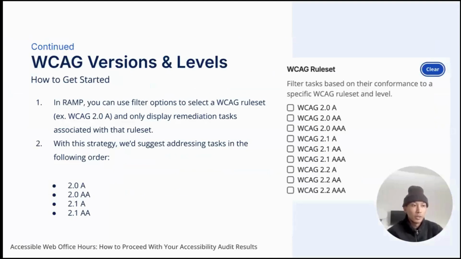In RAMP, you can filter options to select a WCAG rule set. For example, here you can choose 2.0 single A and only display remediation tasks associated with that rule set. With this strategy, and assuming that you are attempting to achieve conformance with WCAG 2.2 AA, we suggest addressing the tasks in the following order, starting with 2.0 single A and then AA, moving on to 2.1 single A and then AA, and moving on to 2.2. Here you can see a screenshot of our filter option in RAMP to filter tasks based on specific WCAG rule set and level. There are multiple checkboxes here to select from, and you can check off as many or as few as you wish.